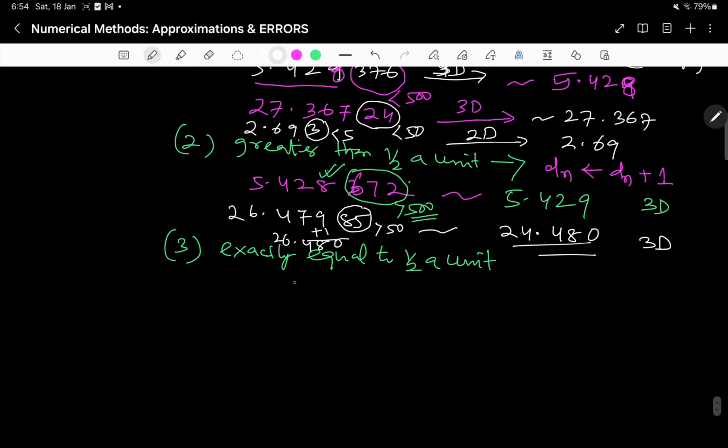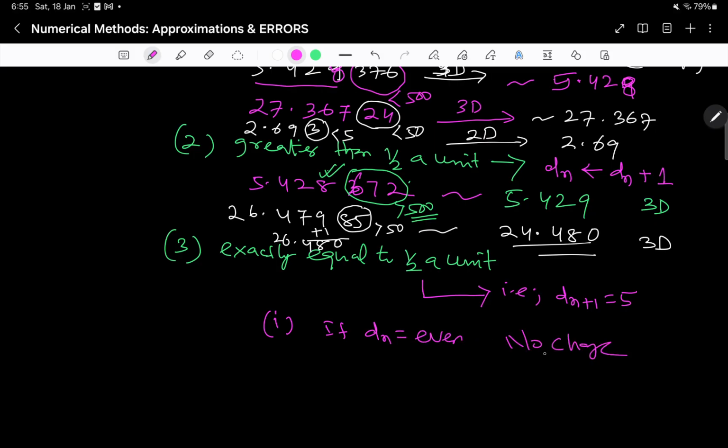So this is rounding in this case. Now if it is exactly half a unit, exactly equal to 5, that means dn plus 1 is exactly 5 here, then what to do? If dn is even, no change. If dn is odd, then dn is replaced by dn plus 1, just increased by 1.